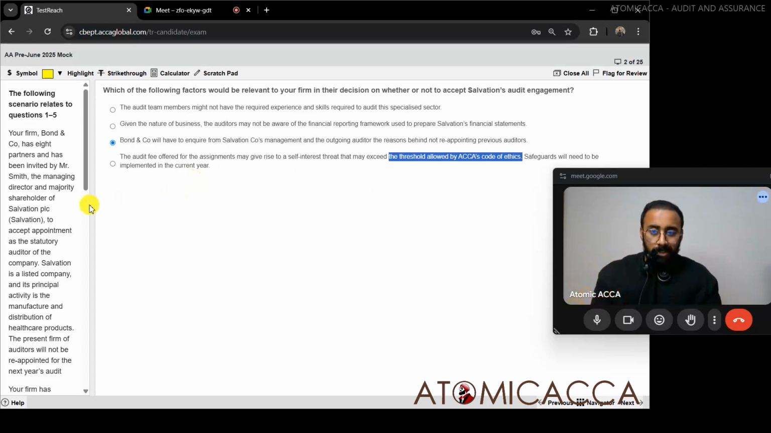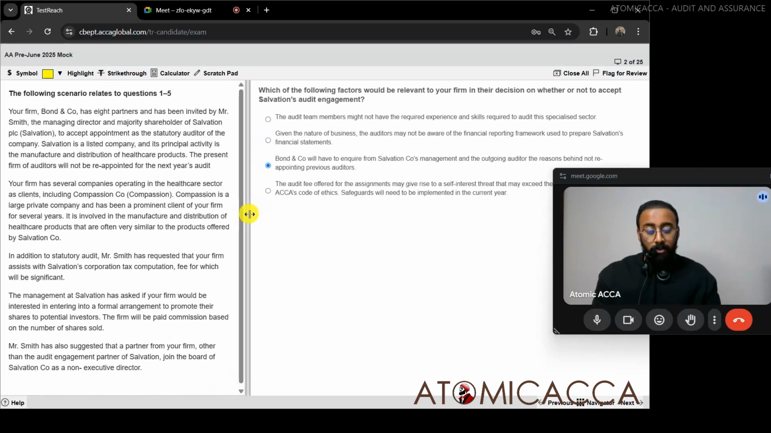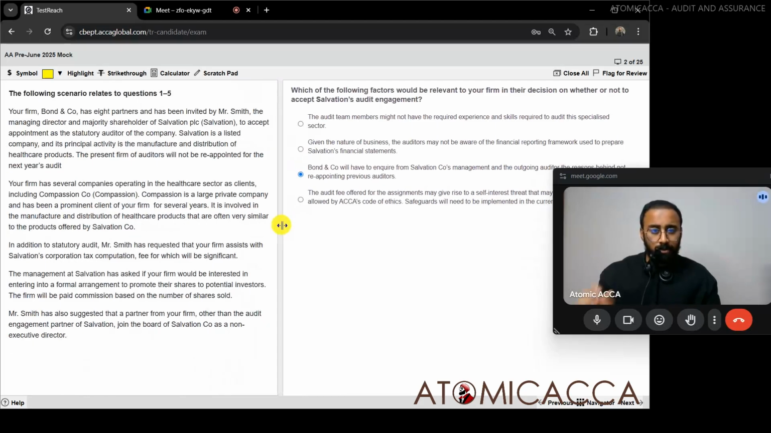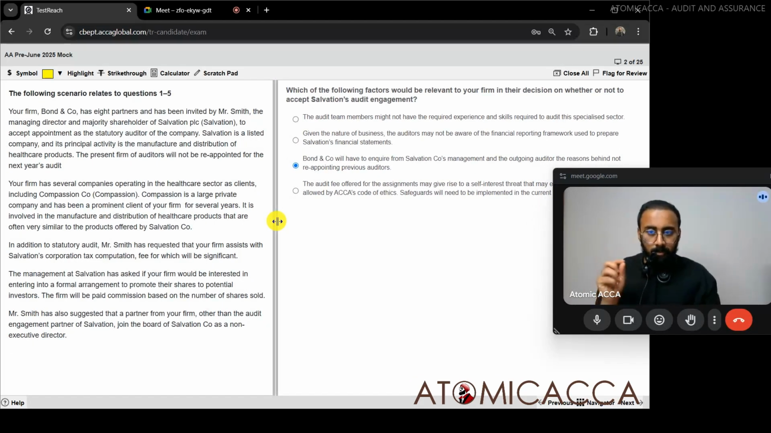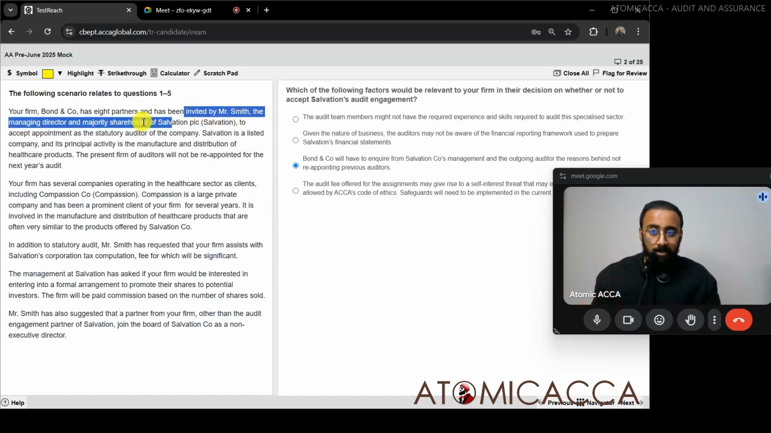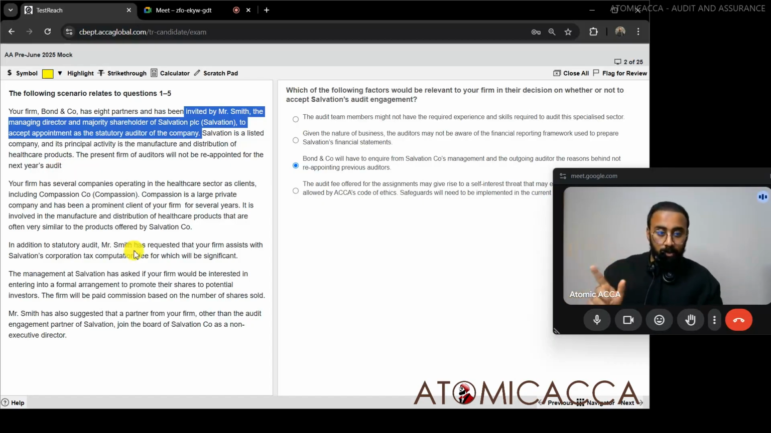Now, here, this concept of 2 consecutive years or that 15% revenue is highly unlikely to be met because they are inviting you to accept Salvation Company as the statutory auditor and they are not reappointing the previous auditor, which means last year you were not the auditor, this year you are coming as a fresh auditor. So it is very highly unlikely that this concept of 2 years and 15% revenue and all is going to be met in the first year itself.